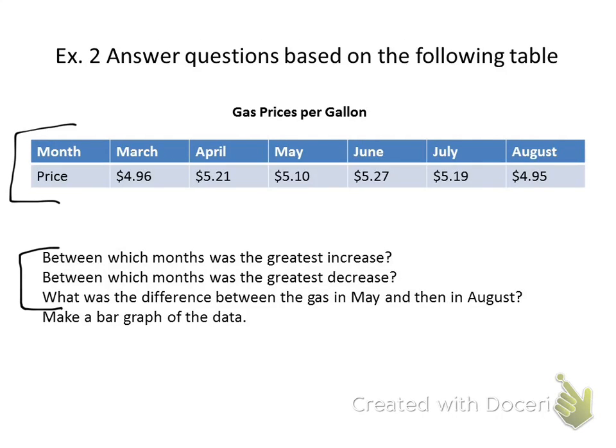Okay, who can tell me between which months was the greatest amount of increase? Who can tell me? Tori, do you got that? Very good. March to April. What was the amount of increase? 25 cents. Very good. So it went up 25 cents.